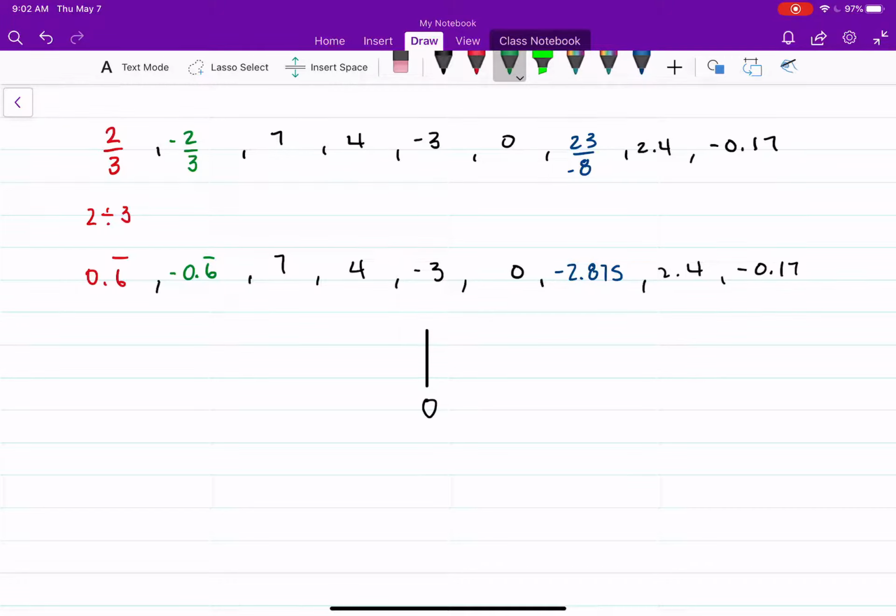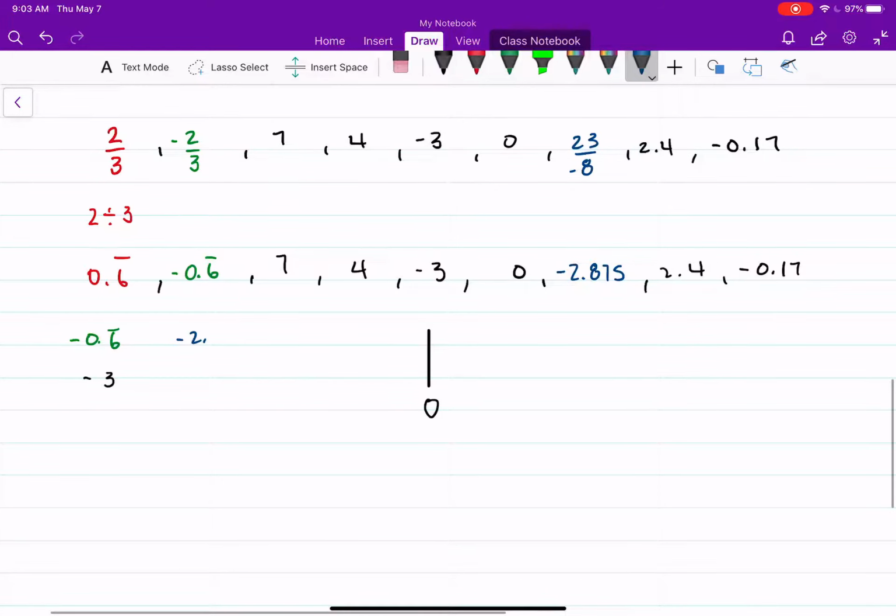So let me see here. I have a negative 0.6 repeating. I have a negative 3. I have a negative 2.875. And I have a negative 0.17.